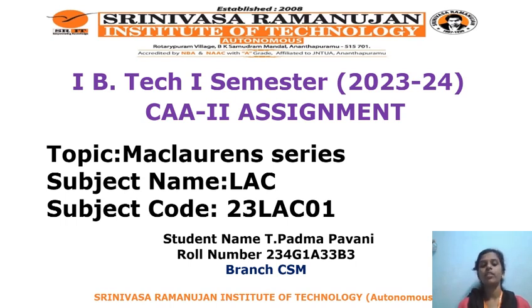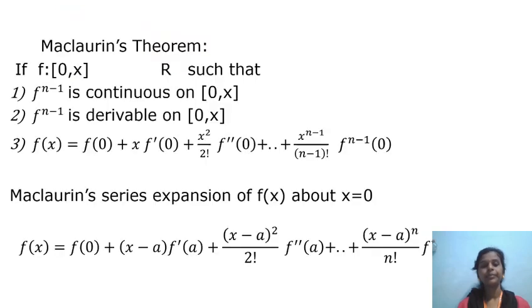Today my topic is about Maclaurin's theorem. What is Maclaurin's theorem? Let f be a function such that f to the power of n minus 1 is continuous on [0, x]. Second, f to the power of n minus 1 is derivable on (0, x).